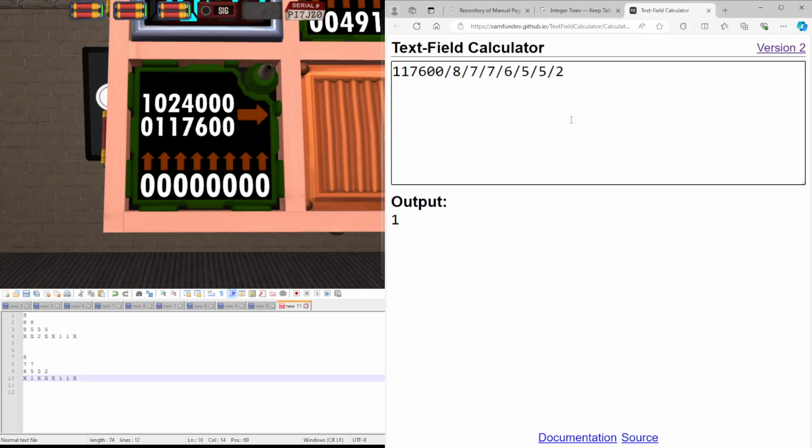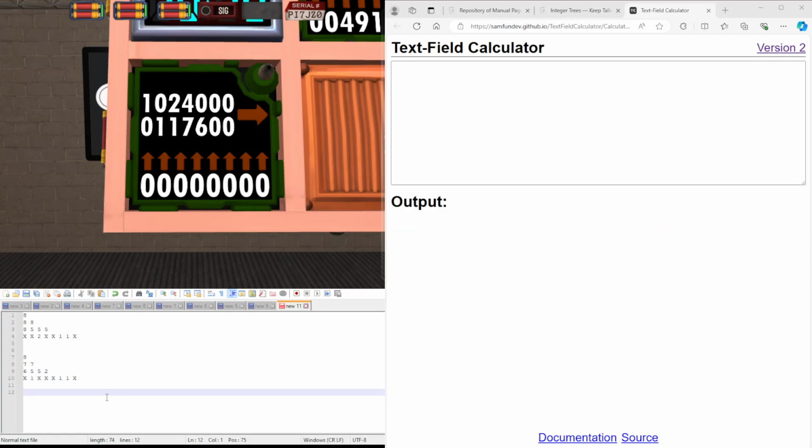So we can just double check this by multiplying all the non-1 digits. So we've got 8 times 8 times 8 times 8 times 5 times 5 times 5 times 2, we get the top number. And 8, 7, 7, 6, 5, 5, 2, we get the bottom number.